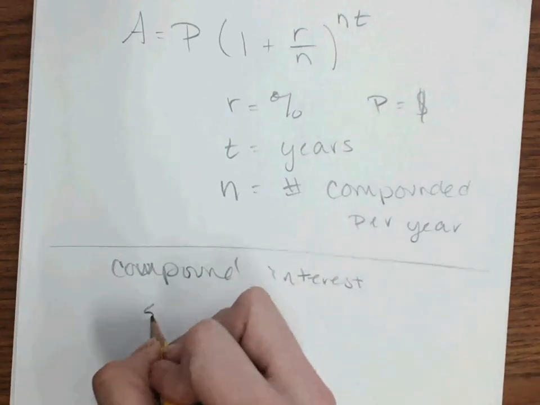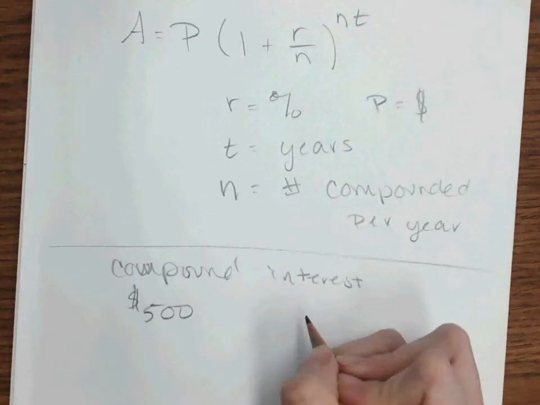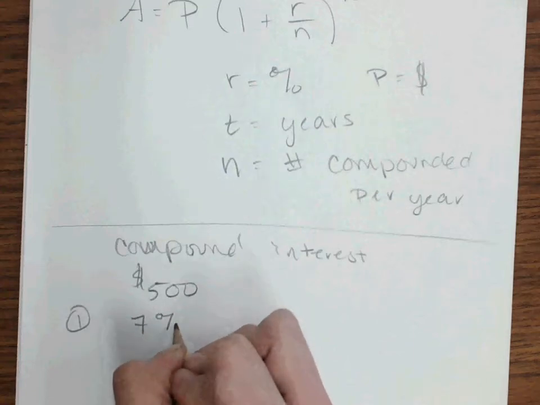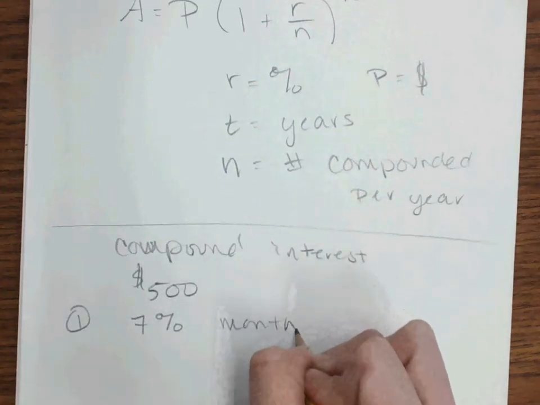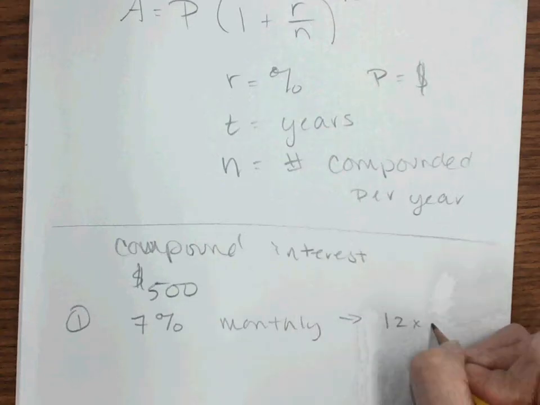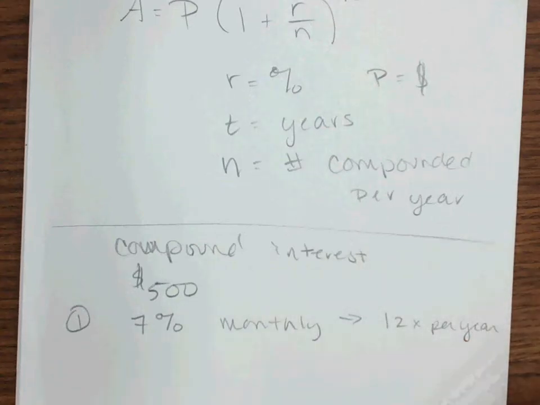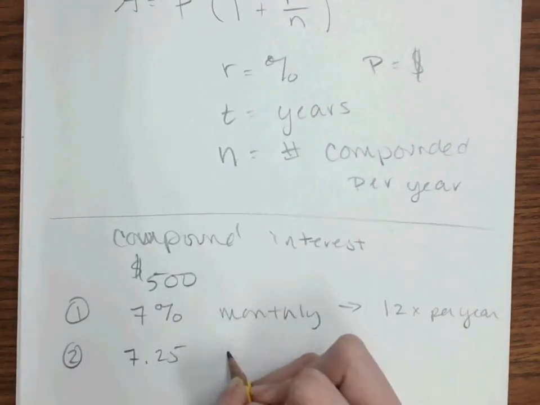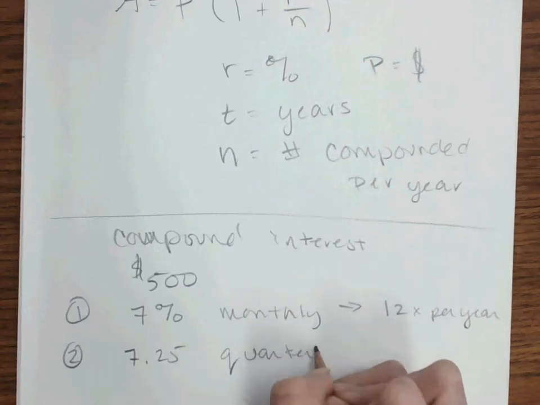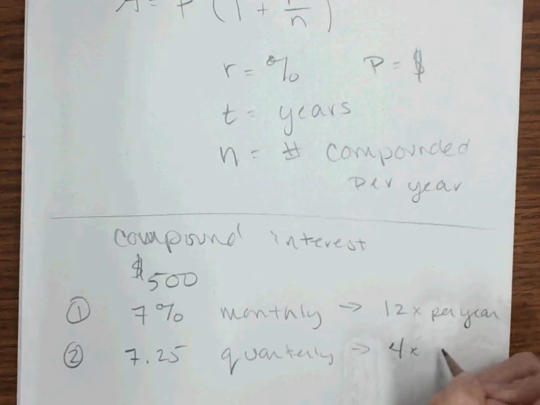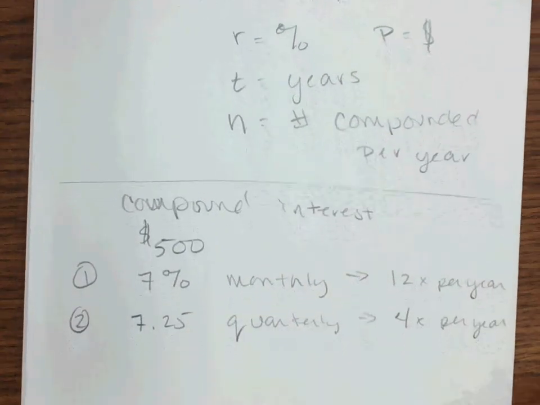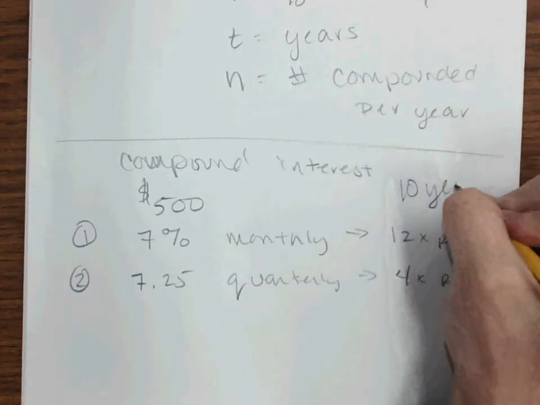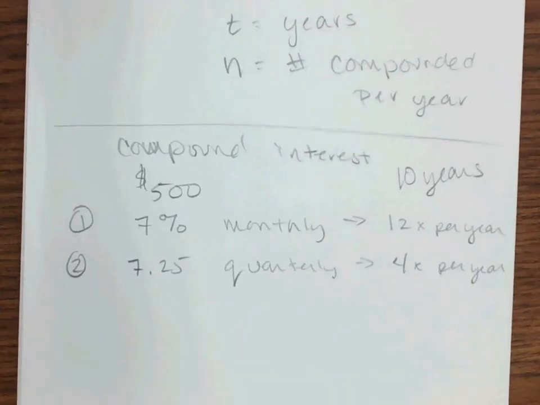So Luann has $500, and she's going to have a couple of options, all right? The first option is she has 7% compounded monthly. That means 12 times per year, okay? And the other one is 7.25% compounded quarterly, which is only 4 times per year. Okay? So these are the two different situations that Luann's got, and she's going to leave her money in there for 10 years. And we want to know which is going to be the better bet.